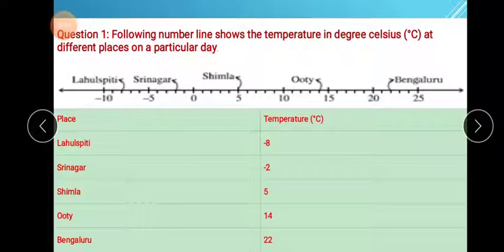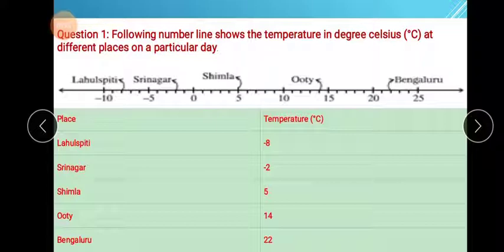Good morning, everyone. So, in the previous three videos, we have learned the introduction of integers, how to add integers, how to multiply, how to divide, and some operations. So today we are going to solve some exercise problems. So let us start with exercise 1.1.